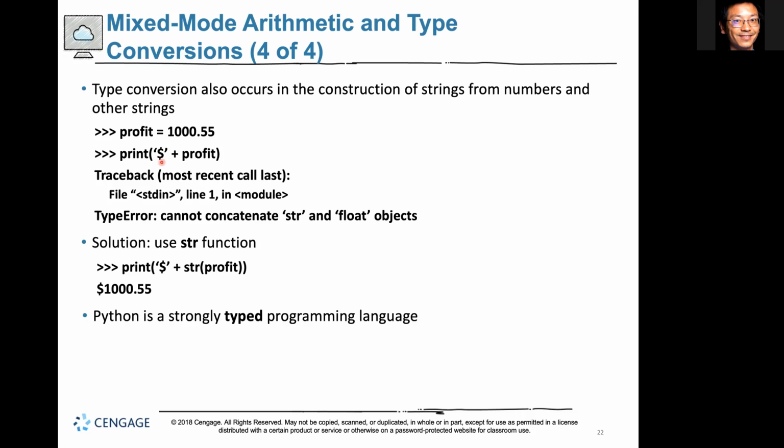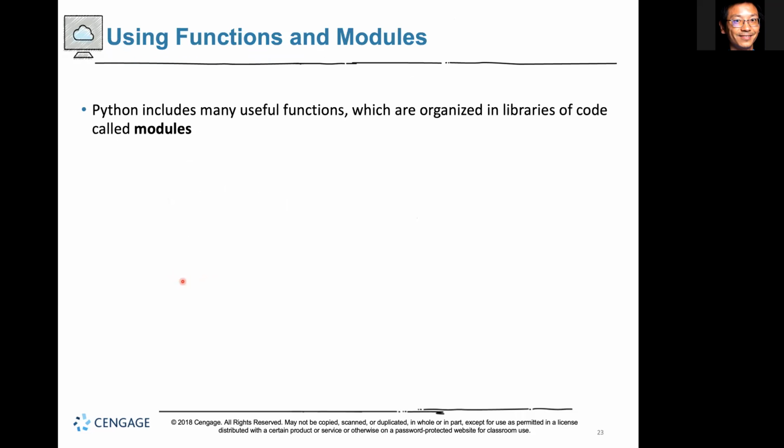Now, here's another example. You want to use this plus operator between a string and a number. That's not going to work. You have to convert either one to the other type. So maybe you want to convert that profit variable to a string, by using the string conversion function, and then you will be able to concatenate. So the point here is Python is a strongly typed language, even though you don't really explicitly specify the types, but still strongly typed.